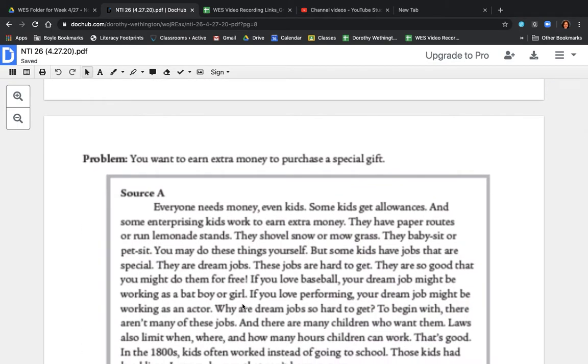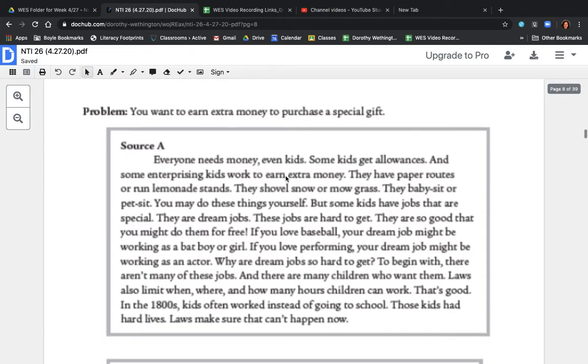The problem: You want to earn extra money to purchase a special gift. Source A. Everyone needs money, even kids. Some kids get allowances, and some enterprising kids work to earn extra money. They have paper routes or run lemonade stands. They shovel snow or mow grass. They babysit or pet sit.